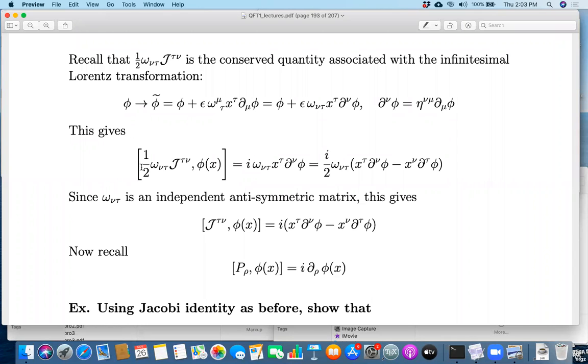Now you will use the same formula again. If this is the conserved charge corresponding to this symmetry transformation, then the commutator of this with phi must be given by i times this change, i times omega nu tau x tau del nu phi. Now what I have done in this step is to use the fact that omega nu tau is a totally antisymmetric matrix to write this as a manifestly antisymmetric combination. So I have written it as i by 2 omega nu tau times x tau del nu phi minus x nu del tau phi.